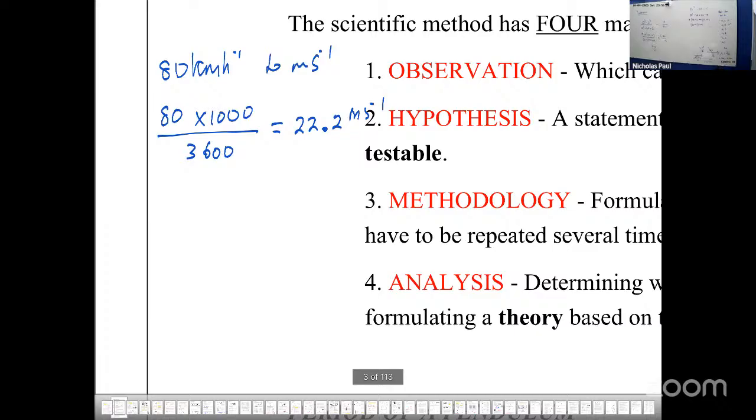Now we have to do the reverse. What's the reverse? The reverse now is taking meters per second and going to kilometers per hour. I'm going to do this now. Let's copy this one now.